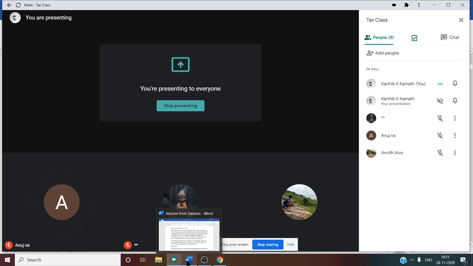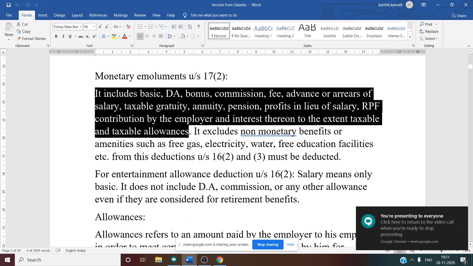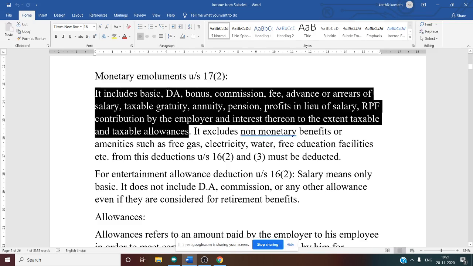Understood, sir. So this is very simple. See this, it includes basic, DA, bonus, commission, fees, advance or arrears of salary, taxable gratuity, annuity, pension, profit in lieu. Profit in lieu of salary means other than salary if you are getting any profit.